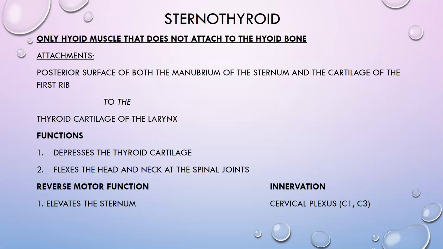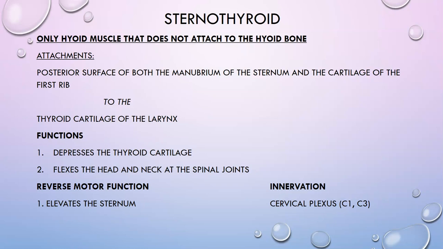The reason why this is called the thyroid is because it attaches to part of the larynx. It is the only infrahyoid muscle that does not attach to the hyoid bone. So that's a key thing to remember about the sternothyroid. And you'll notice right in the name, it doesn't even use the name hyoid within its own name. Its attachments are the posterior surface of both the manubrium of the sternum and the cartilage of the first rib. So the previous muscle arose from parts of the clavicle and the manubrium. The sternothyroid arises from the manubrium and the cartilage of the first rib. It goes up to the thyroid cartilage of the larynx.